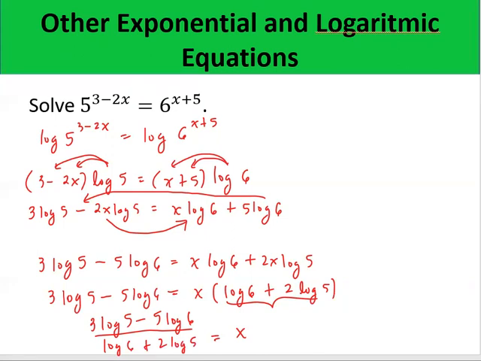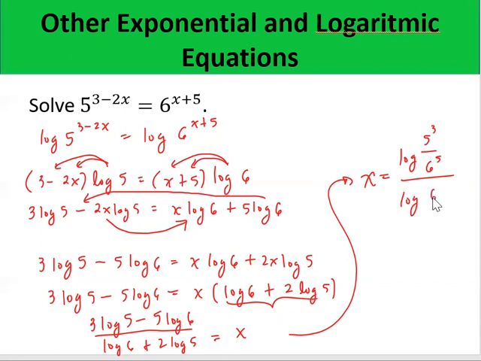So using some laws of logarithms, we can write this as x is equal to the logarithm of 5 cubed over 6 raised to 5, and then over the logarithm of 6 times 5 raised to 2. So that's how you simplify it. That's how we simplify using laws of logarithms.